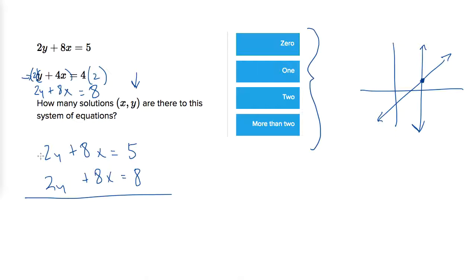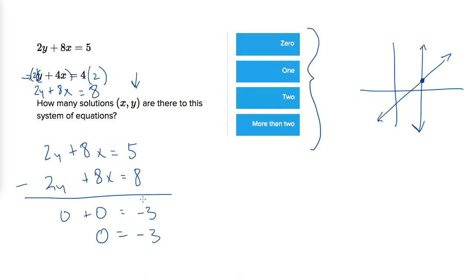So we actually get 2y minus 2y, which is 0. 8x minus 8x, which is 0. And 5 minus 8 is negative 3. Now, this does not mean that there's just one solution, which is negative 3. It doesn't mean that there's two solutions, which are 0 and negative 3. What we have here is an equation that says 0 equals negative 3.